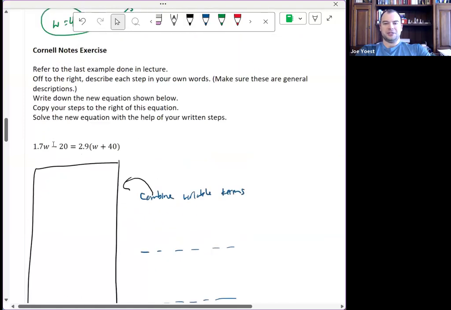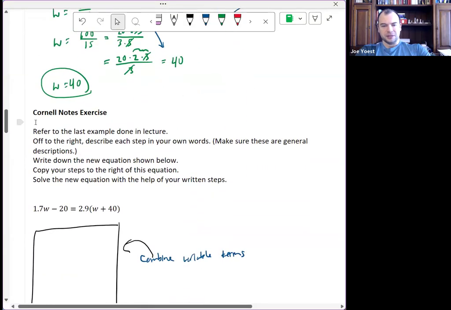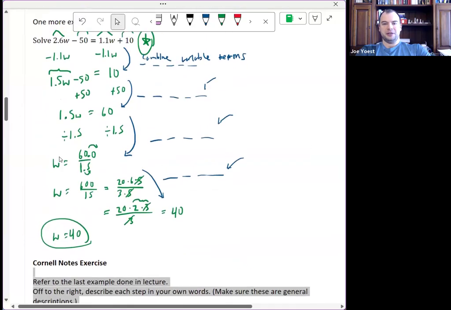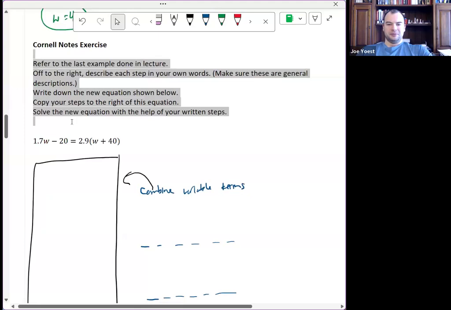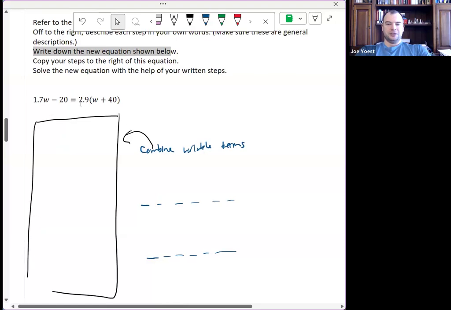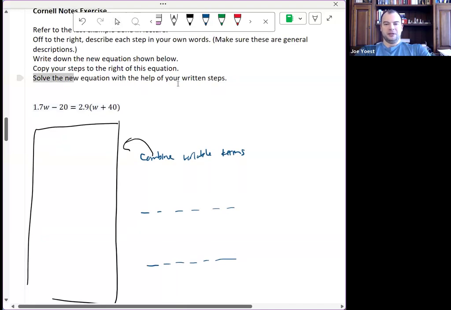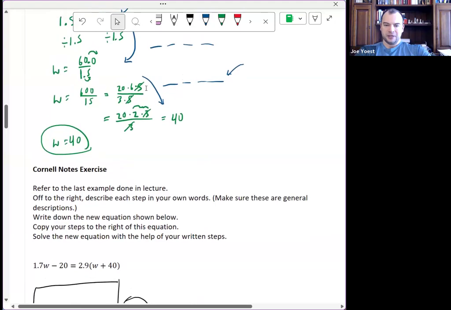But that's the Cornell notes exercise. So in this previous example, the one we just did, in your actual notes, do this yourself. Write verbal descriptions of each step that was done. Write those next to this, copy down this new equation in your notes, write those verbal descriptions off to the right, and then try to use those to help guide your strategy for solving this new equation.